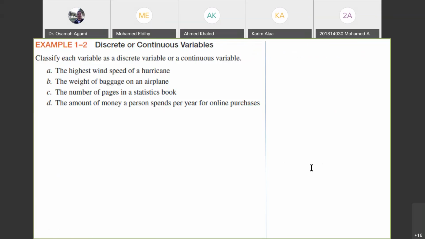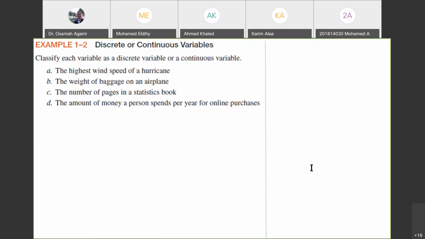One by one, please. Number A, he said discrete. Do you think? No, he said very specific. This is a variable, discrete or continuous? Don't say quantitative and qualitative. Yes, it is quantitative data if you have the measurement. But I'm asking, is it discrete or continuous? This is my question. I didn't ask you if it is quantitative or qualitative.